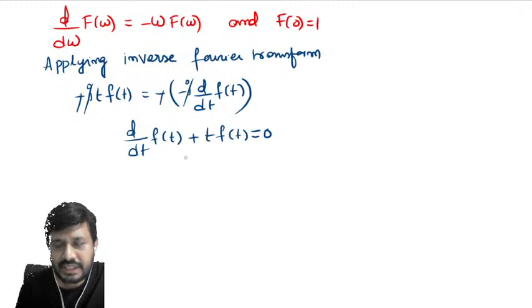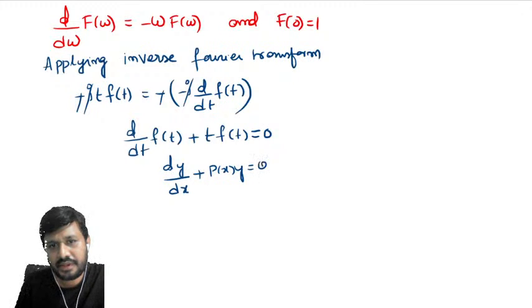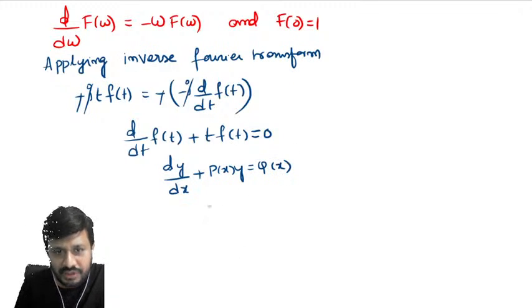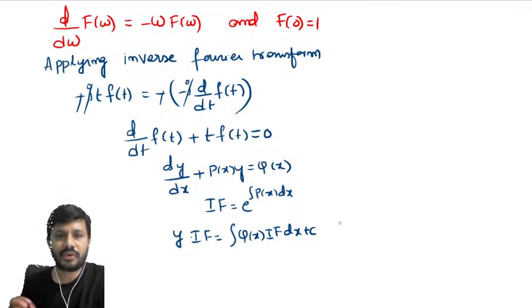Right? Now we have to solve this differential equation to get the value of f of t. What kind of differential equation is this one? First order linear differential equation. What is the general form of a first order linear differential equation? I think you might be knowing: dy by dx plus p of x into y is equal to q of x. How to solve this one? First of all, we'll find the integrating factor, e power integral p of x dx, and after that the solution becomes y into IF is equal to integral q of x into IF dx plus c. So in this way you are going to solve.